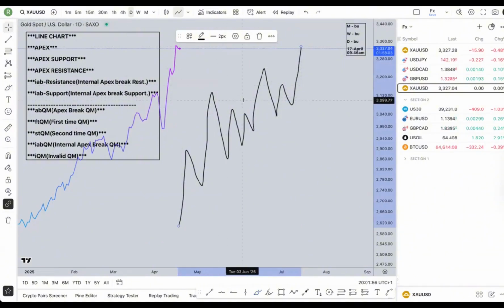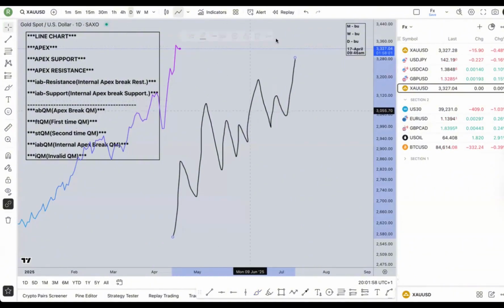So if we want to trade the supports, we remember we only take our trade from apex point: apex support, apex resistance. These are our apex. This is the apex point here. This is a swing support. This is an apex support. This is also an apex support.